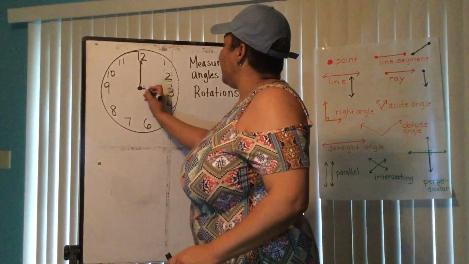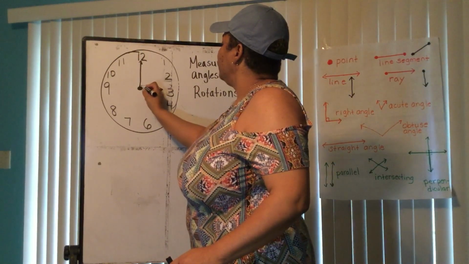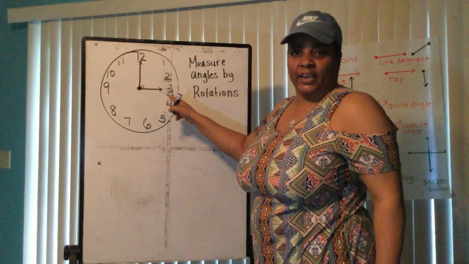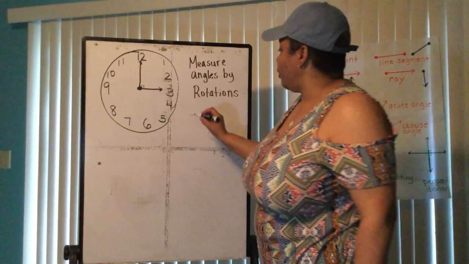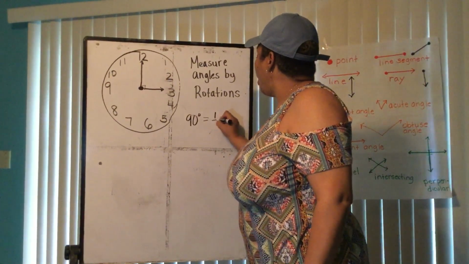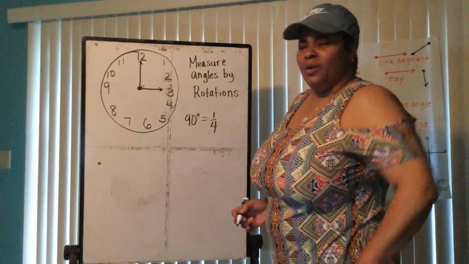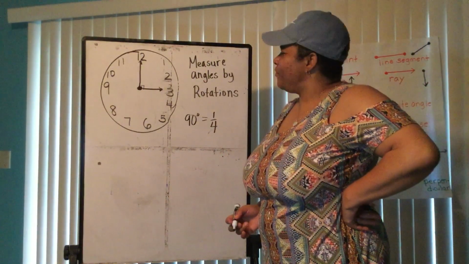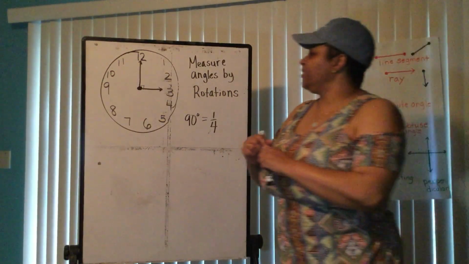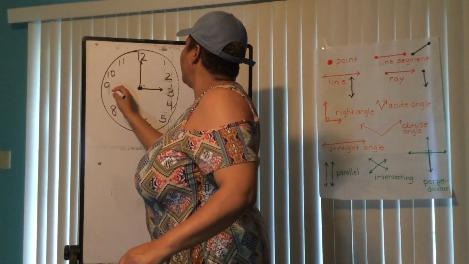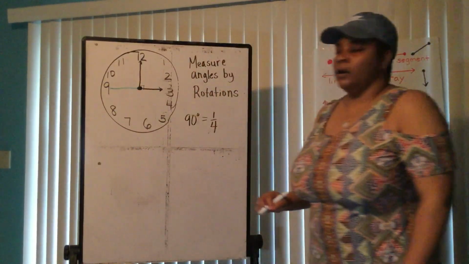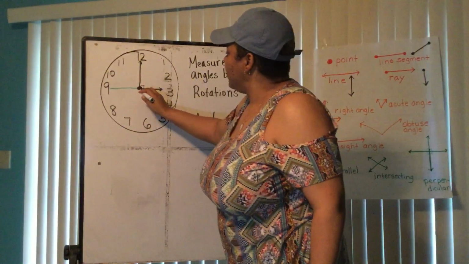If you said a right angle, I would agree with you. So this angle, based upon its rotation right here, is worth 90 degrees. 90 degrees, put my degree sign, or 1/4. Well, wait a minute. Where did she get 1/4 from? Well, hold on. What if I took this clock and did like that? And did like this?